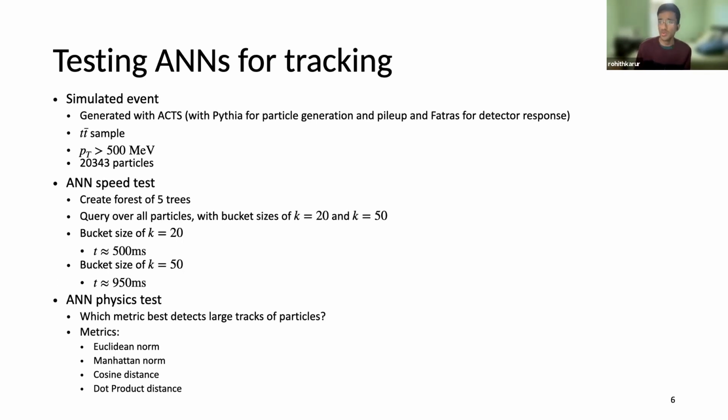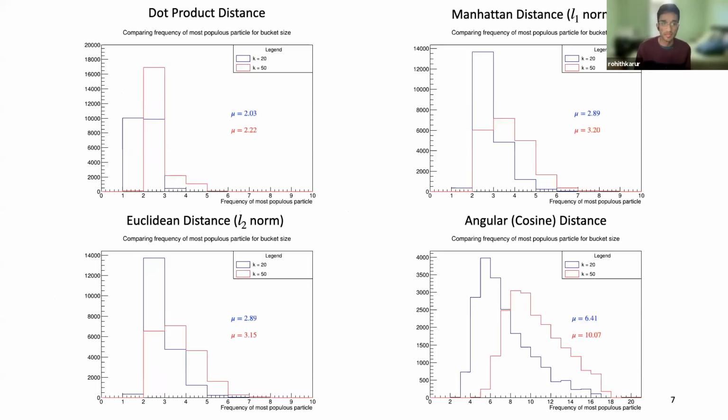So what we do is we scan a few definitions of the metric. We have the Euclidean norm, which is the standard L2 norm, the Manhattan norm, the L1 norm, the cosine distance, which is like an angular distance, and a dot product distance, where it's basically a cosine distance scaled by the length to the origin.